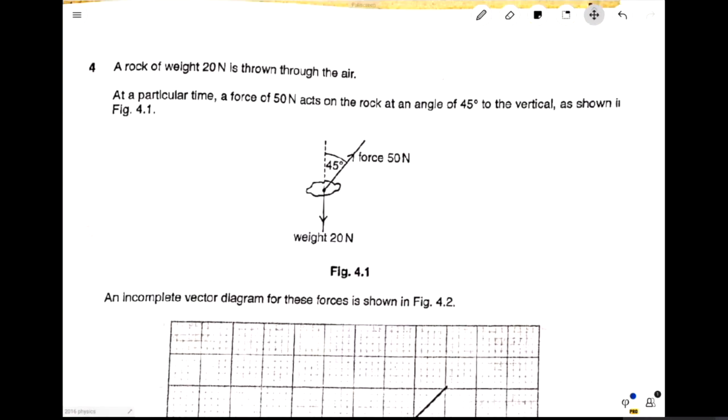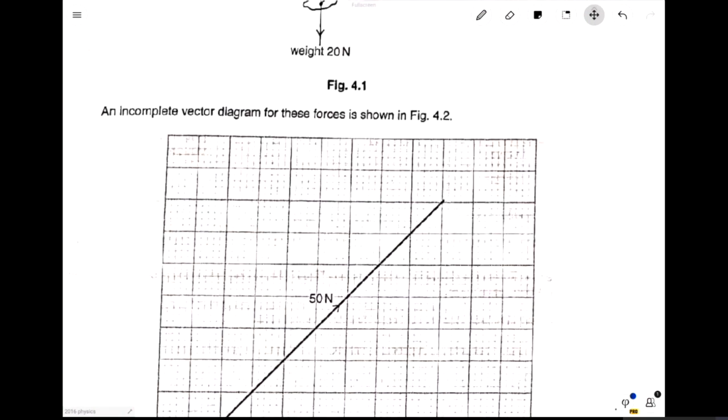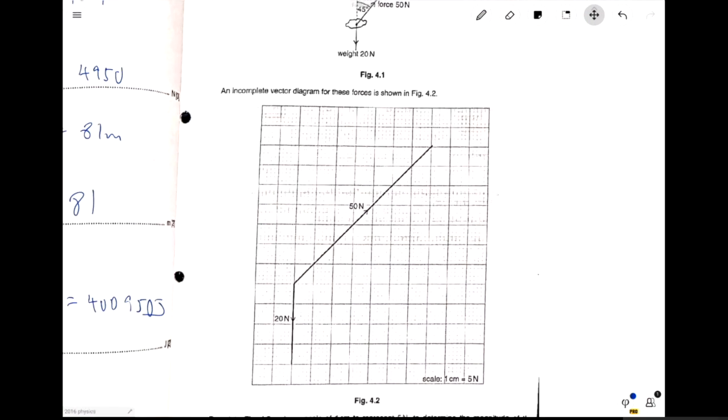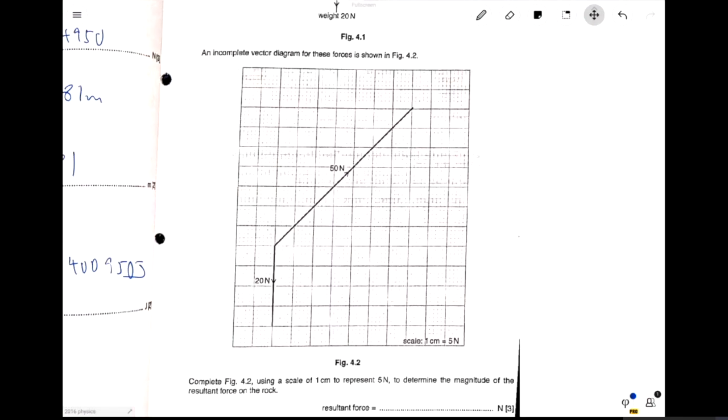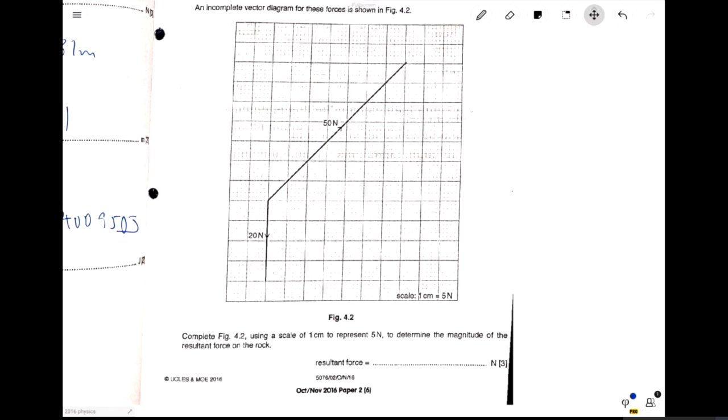A rock of 20 Newton is thrown through the air. A force of 50 Newton acts on the rock at an angle of 45 degrees, as shown. An incomplete vector diagram is shown. Complete the vector diagram. So, how to complete this vector diagram?